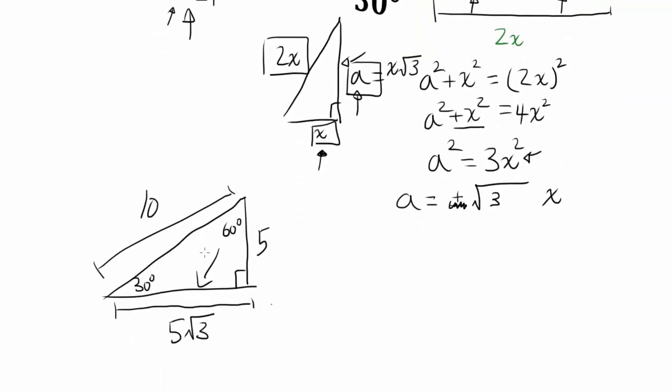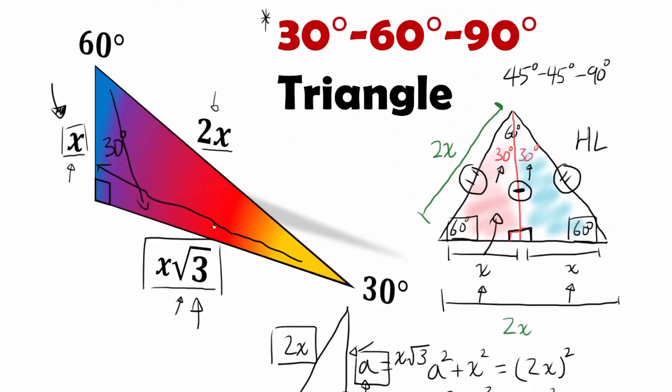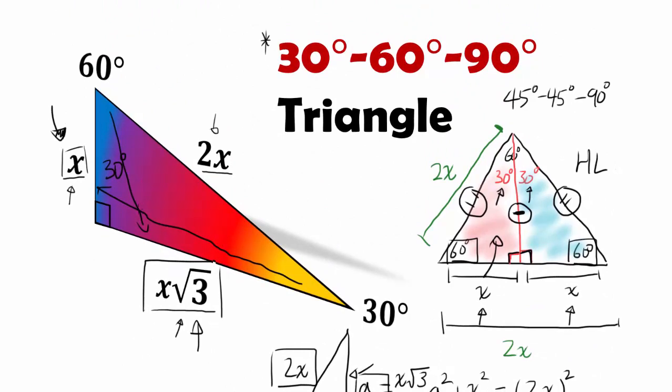Knowing the ratios for the 30-60-90 triangle allows you to make this computation very quickly. Whenever you have a 30-60-90 triangle and you know one of the sides, you can relate the hypotenuse and the other leg based on the length of that side. And that can be a very important problem-solving tool to have.